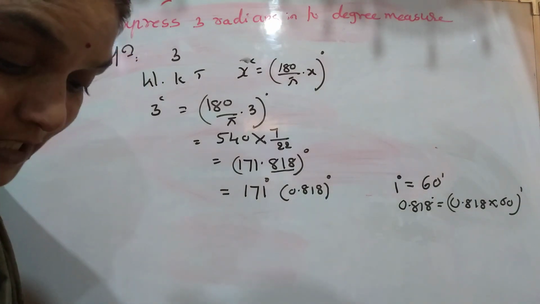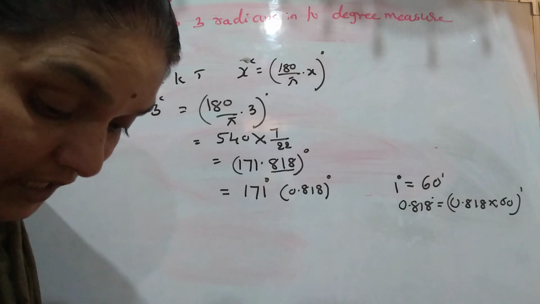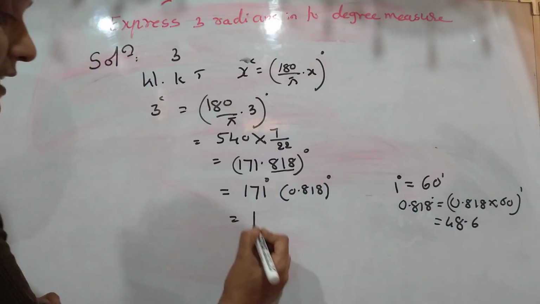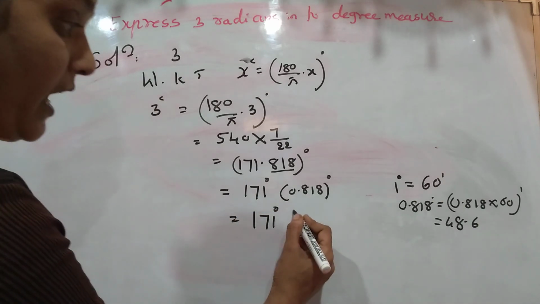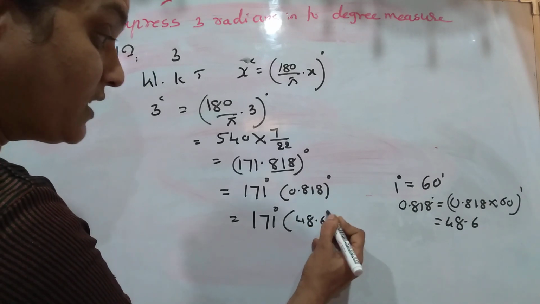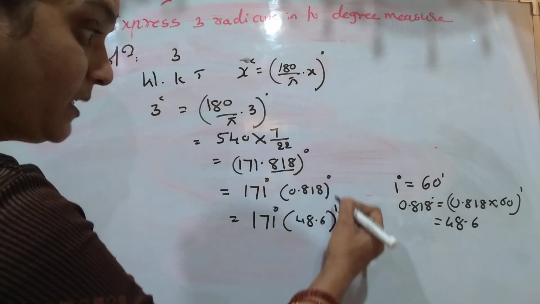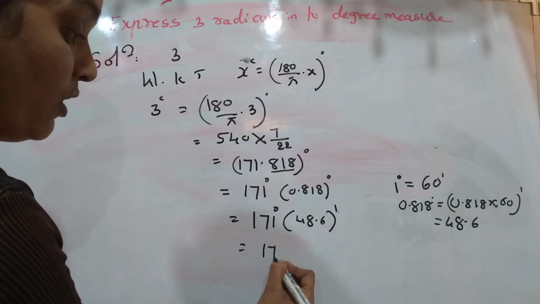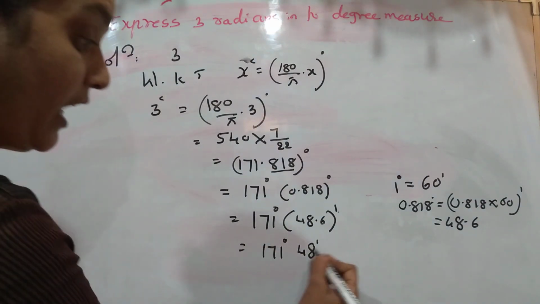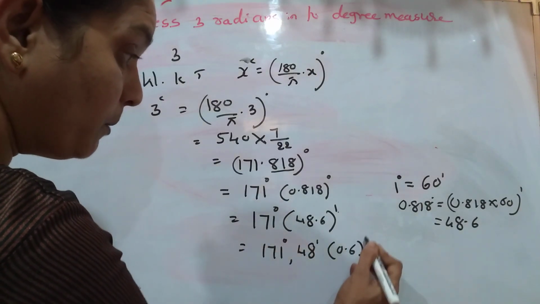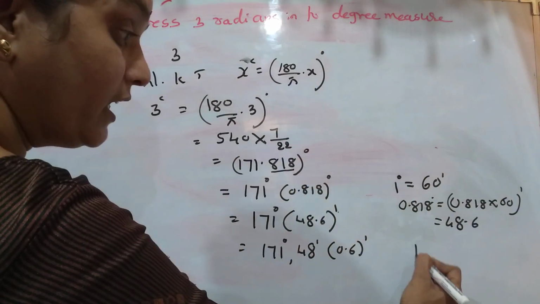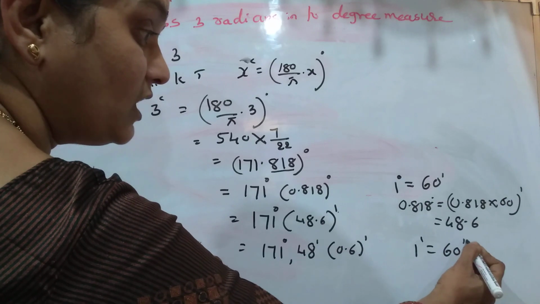So when I multiply 0.818 by 60, I get 48.6. So I write this as 171 degrees and this 0.818 degree as 48.6 minutes. You note the symbol. It is in terms of minutes. So now 171 degrees, 48 minutes. Then I have 0.6 minutes. So 0.6 is what? A part of a minute. You know, again a minute can be divided into 60 equal parts.